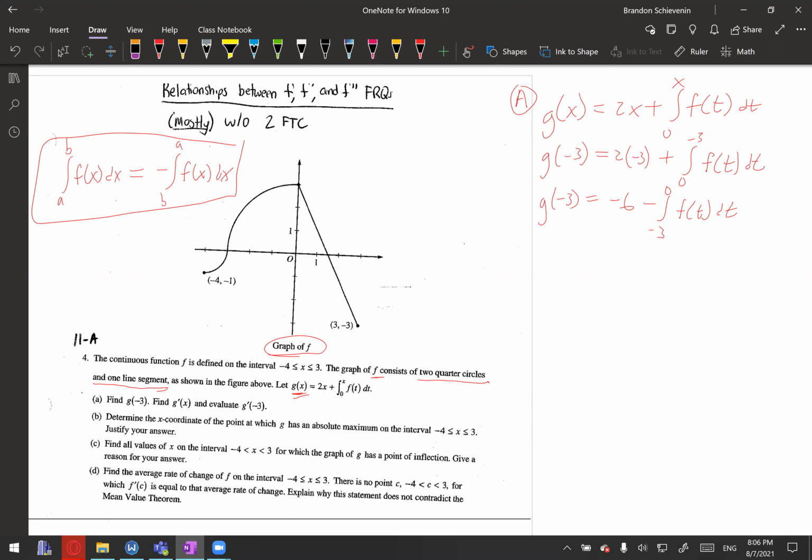Okay, so for this quarter circle down here, what is our radius of the circle? Okay, we've got a radius of 1, and we have 1/4 of that circle. So how much is this area here?